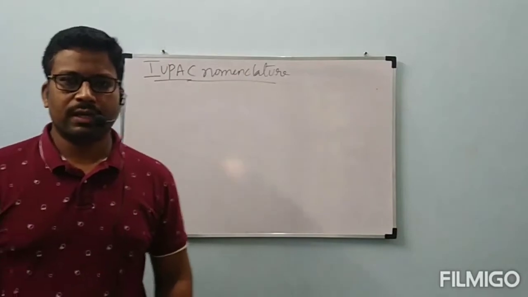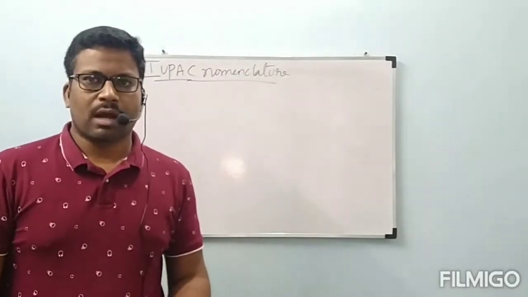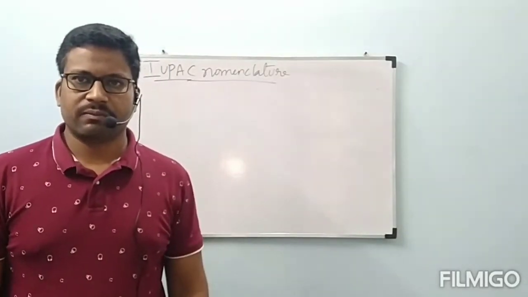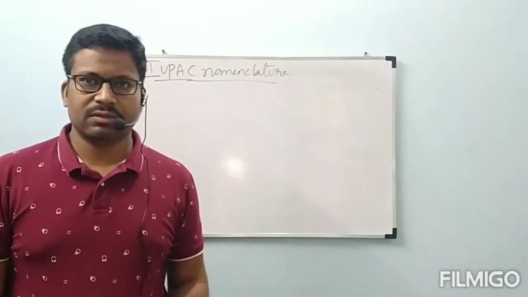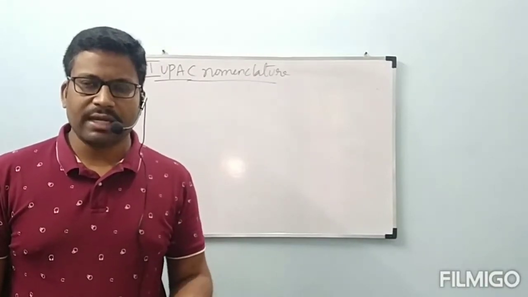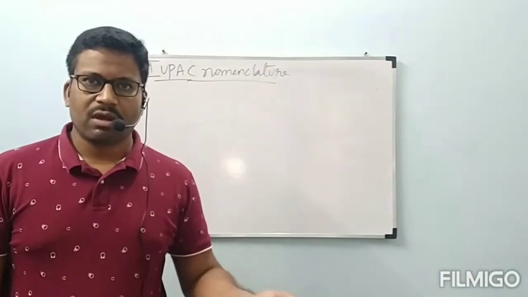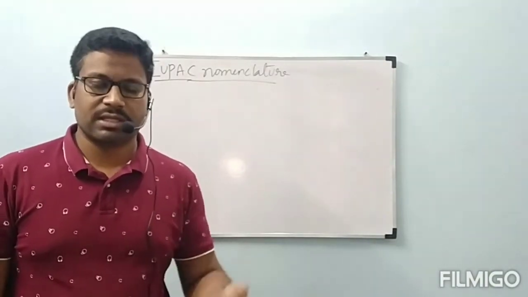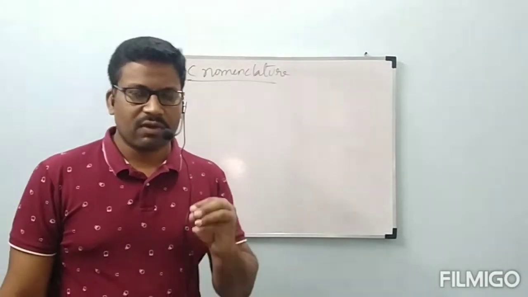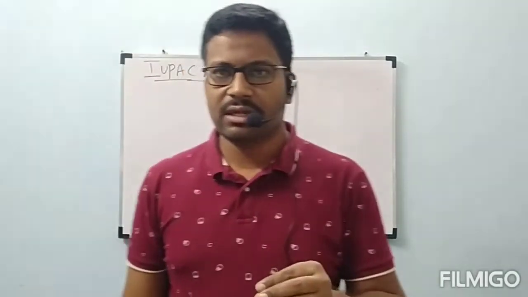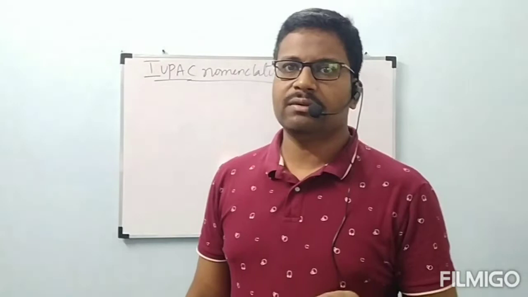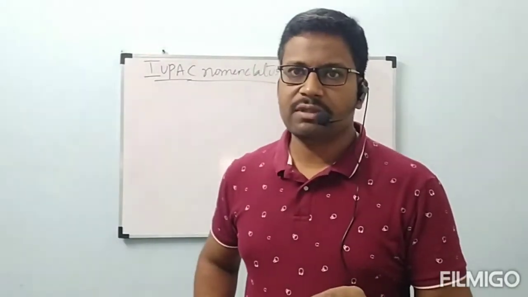We know how to give the nomenclature, the names of organic compounds that contain aldehydes or ketones. If you have an aldehyde group, the secondary suffix ends with -al. If you have a ketone group, the secondary suffix ends with -one.